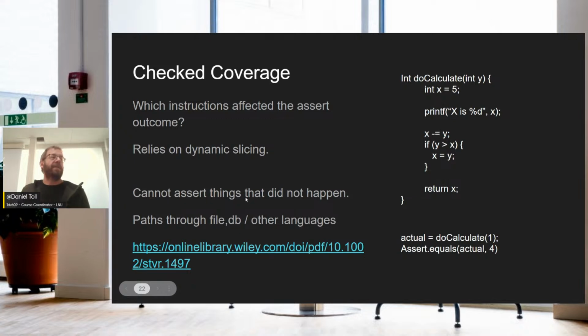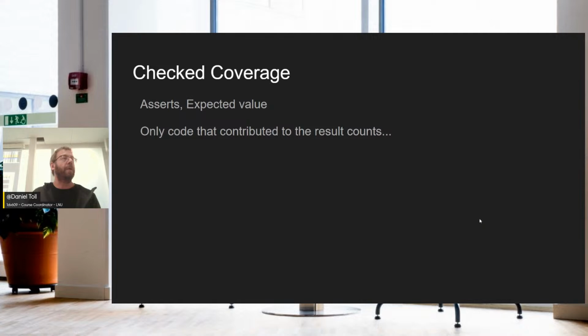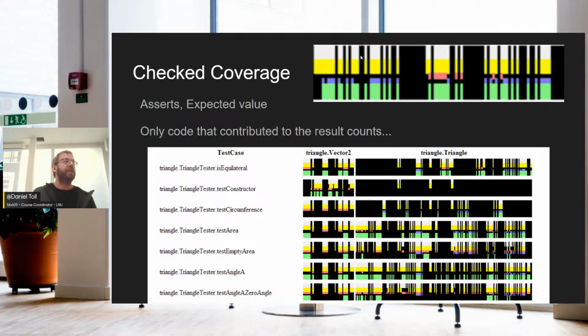Problem is you cannot assert things that did not happen, and some problems like file, database, and other languages and stuff like that are still not coverageable. But I did a little bit of an experiment with checked coverage and mutation score and normal coverage.